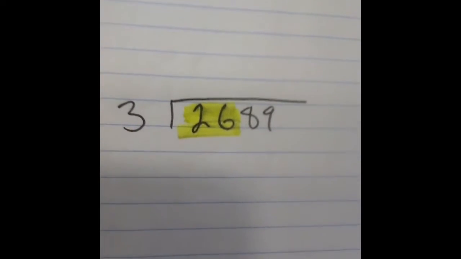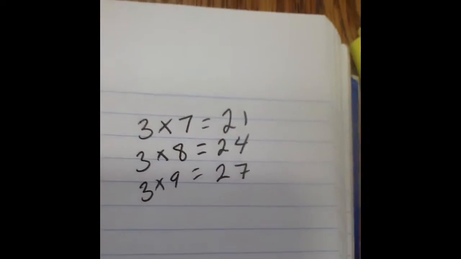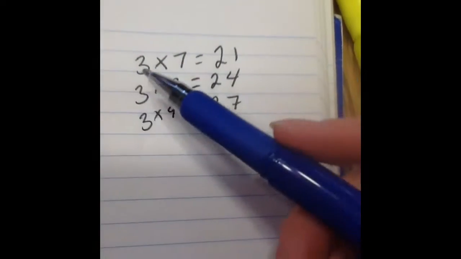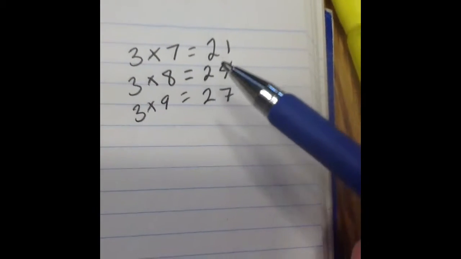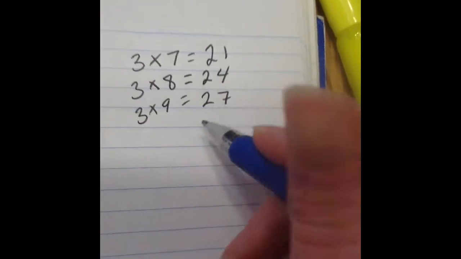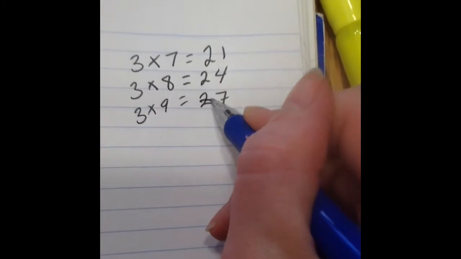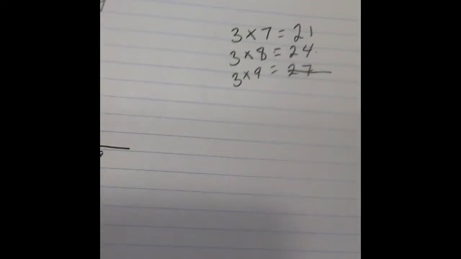Now we figured out that 3 times 8 gives us 24, which is close to 26. Here's another way of saying what we just said. 3 times 7 is 21. 3 times 8 is 24, so that's close to 26. Let's try again. 3 times 9 is 27, but 27 is too large. So we know it has to be 3 times 8, and we show that over here. So we're going to put 3 times 8 is 24.